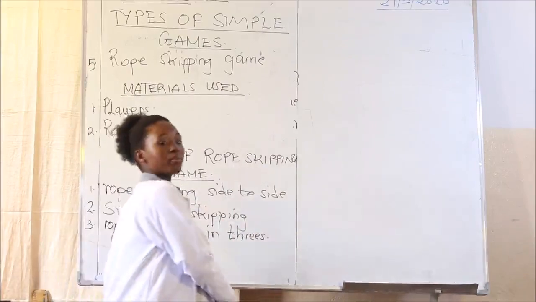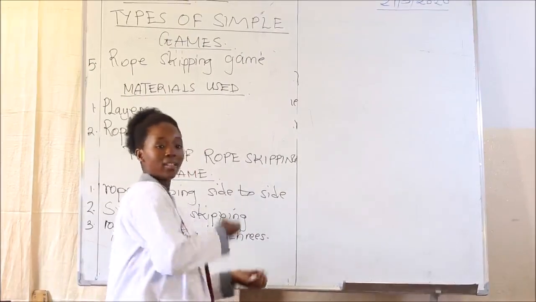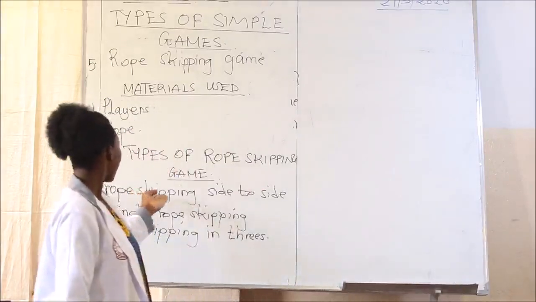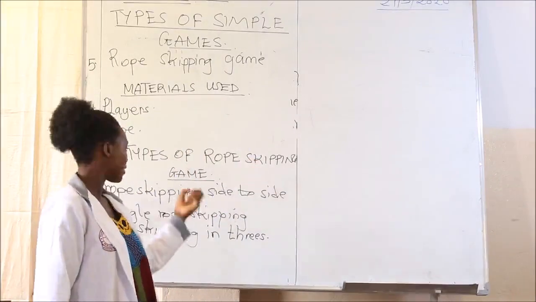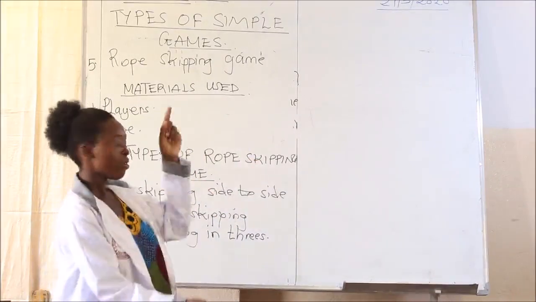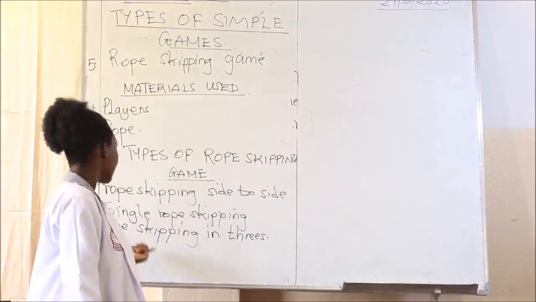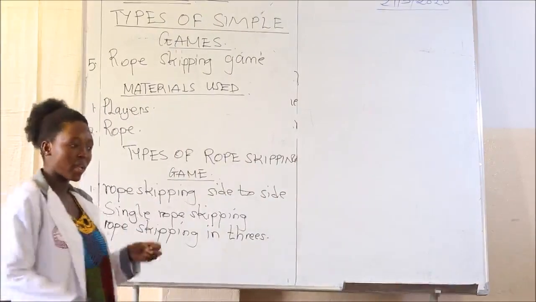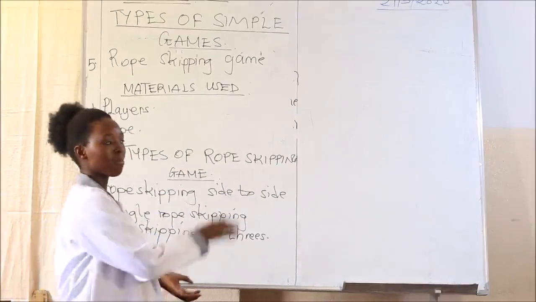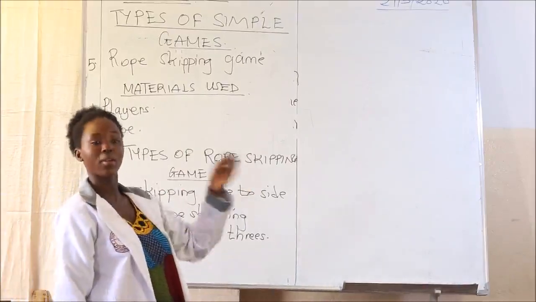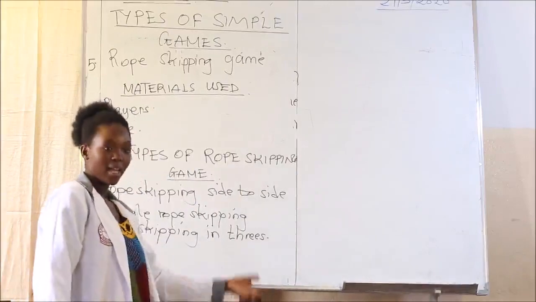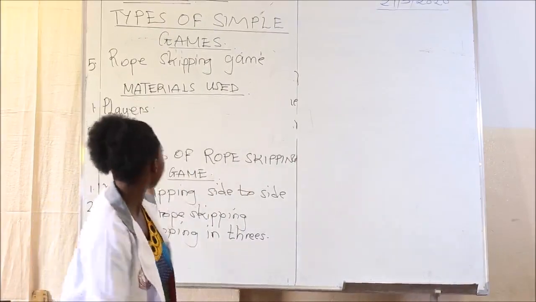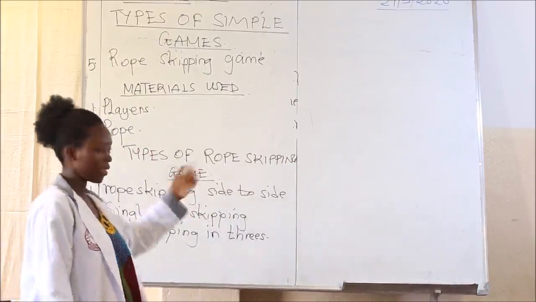Jumping from one side to another side, jumping over the rope. It's like rope skipping side to side, but in this one, you can play yourself at the center. In rope skipping in threes, one plays standing this way, another this way, and the players at the center, maybe 2, 3, whatever, are jumping over the rope. That is rope skipping game.